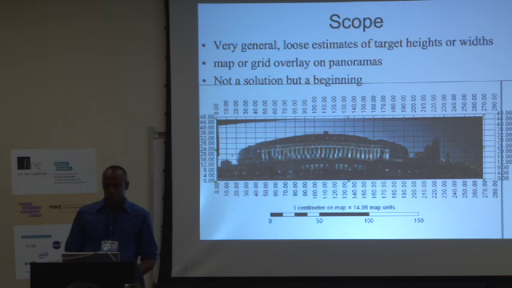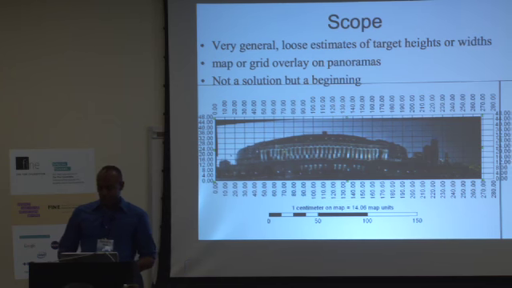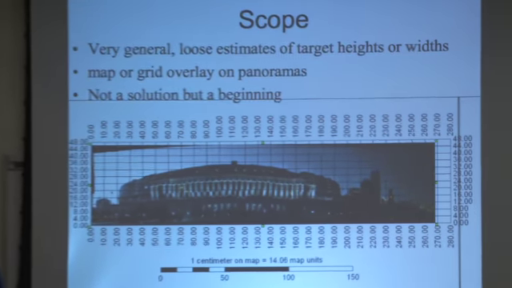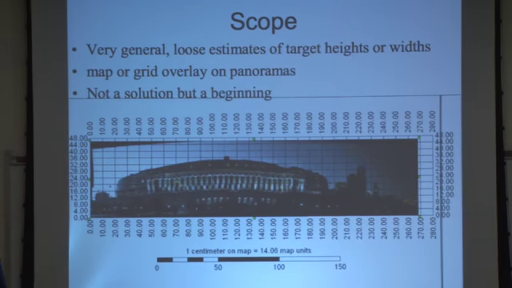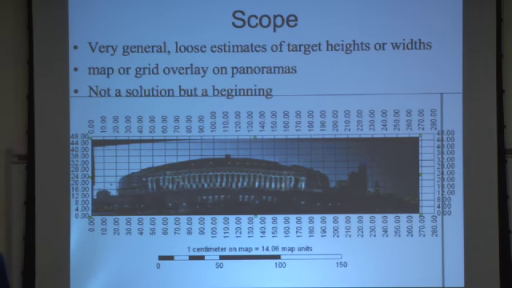Again, this is a very general, very loose kind of estimate of targeting height or width of objects in an image. Once you do that, if you can determine an image plane, you can perhaps overlay it with a grid in any sort of imaging software or mapping software, and that could give you general distances. It's not an exact solution, but it is a beginning.